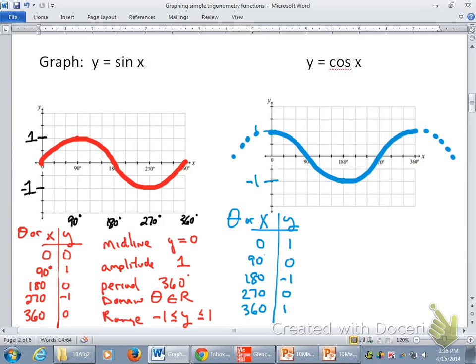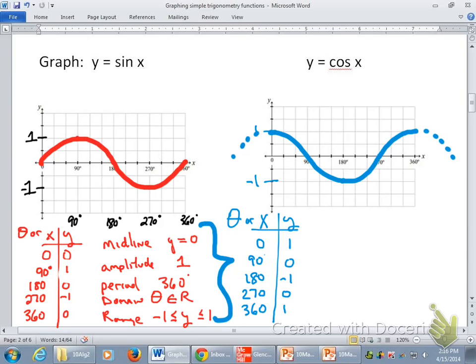So guys, these are the key points to know. The biggest key point you need to understand between cosine and sine is that the sine starts at 0, 0 and goes up. The cosine starts at 1 and goes down. But other than that, they're the same. Now, midline, amplitude, period, domain, and range are all exactly the same. So instead of rewriting all those, just understand they're the same.